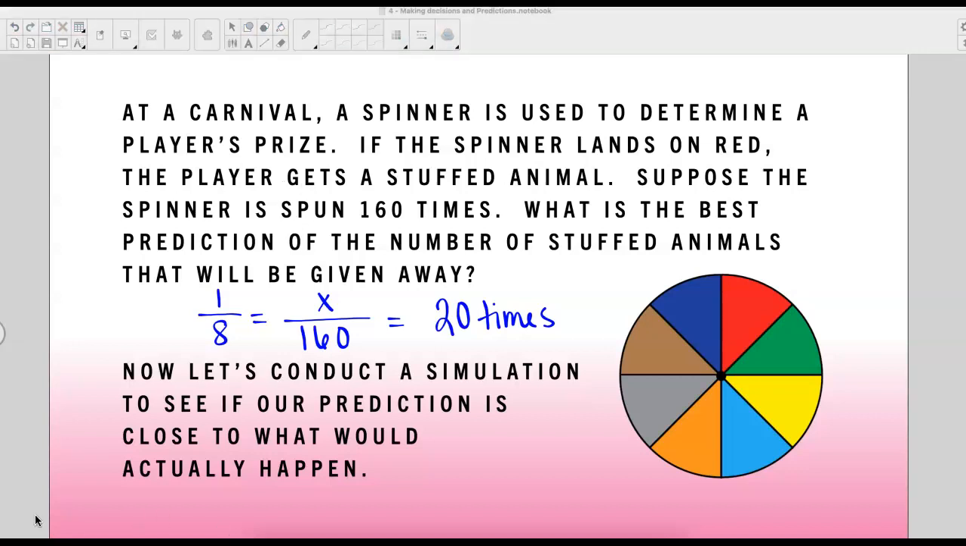Okay. So what we're going to do, I don't have spinners, so instead we're going to flip a coin. Now, in order to simulate this, we need to have something happen in theory 1 out of every 8 times. The way to do that is to flip a coin 3 times and record what happens. When you flip a coin, you can get heads or tails, right?